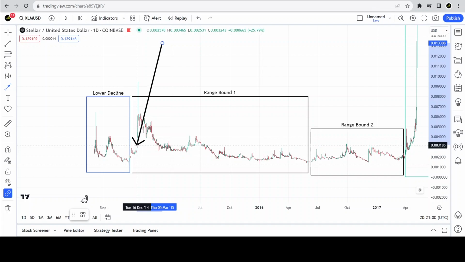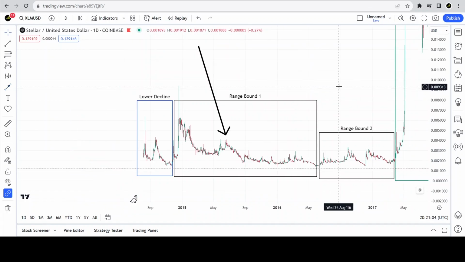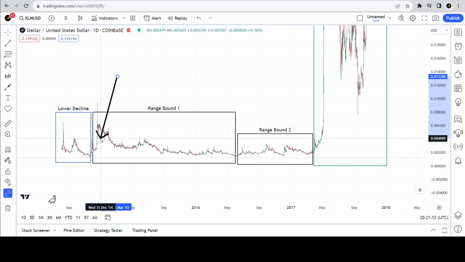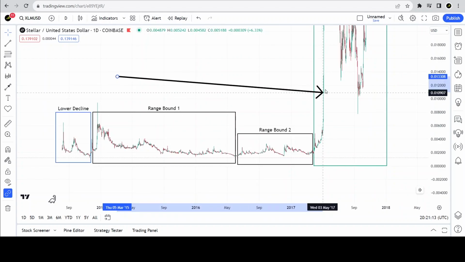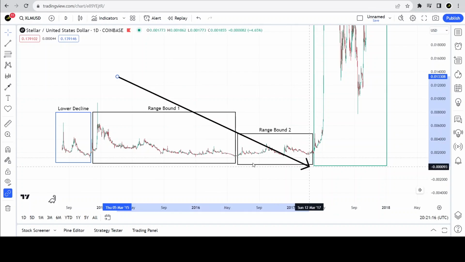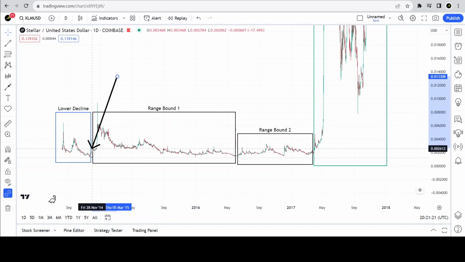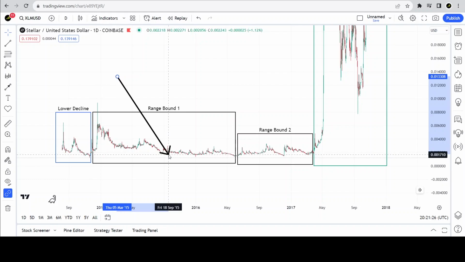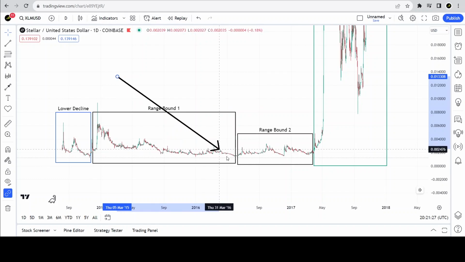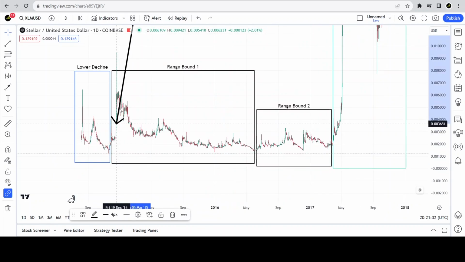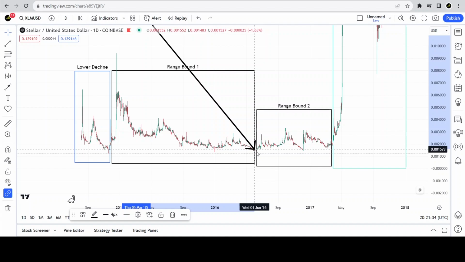After the lower decline, price moves into a range-bound time that exists after the decline and before the next bull run. I take this range-bound time and I divide it into two basic fractals. So the first fractal in this range-bound time has three basic waves to it. Wave 1, Wave 2, and then Wave 3. There we see them a little clearer. Wave 1, Wave 2, and then Wave 3.